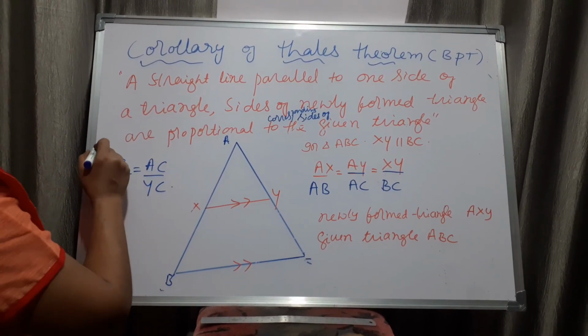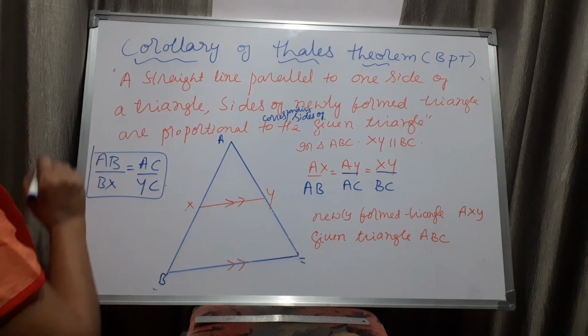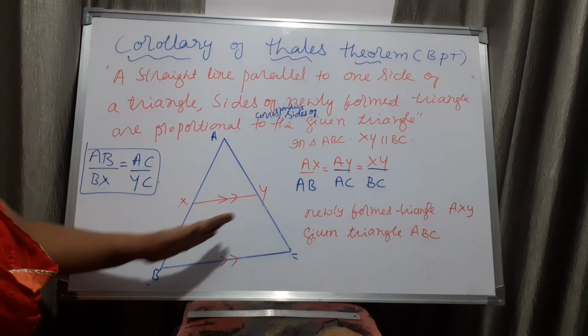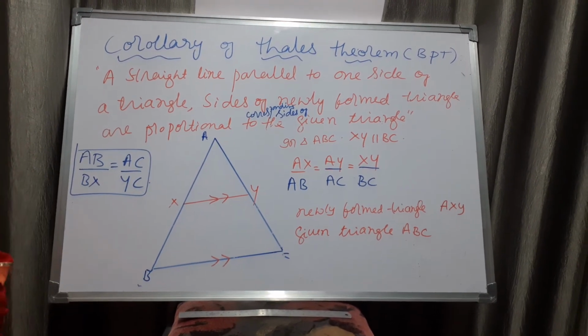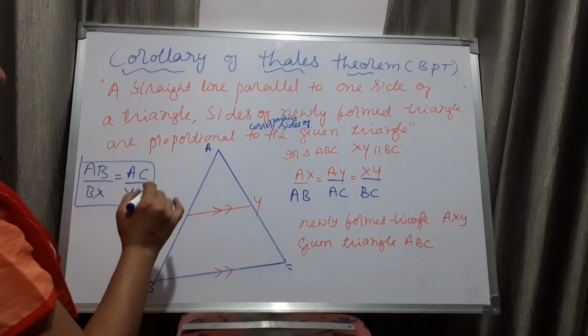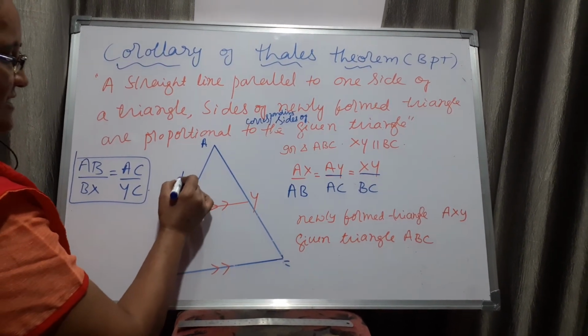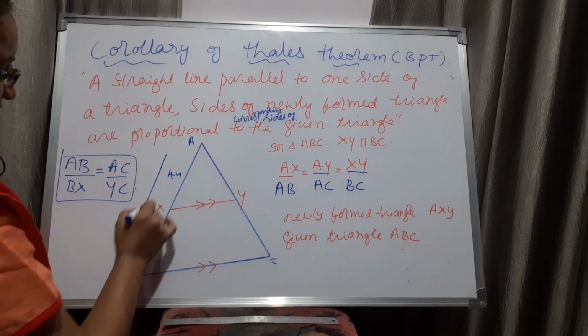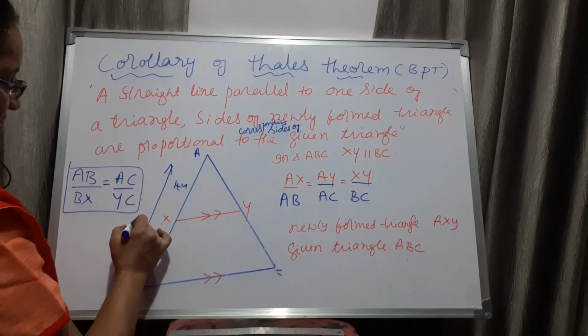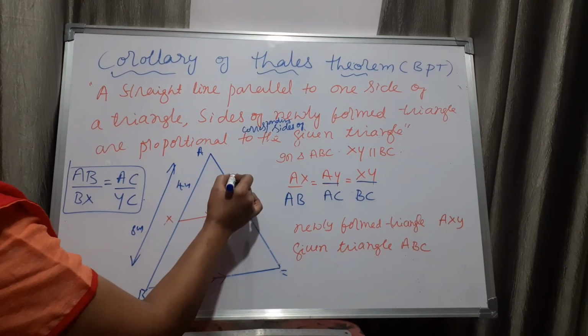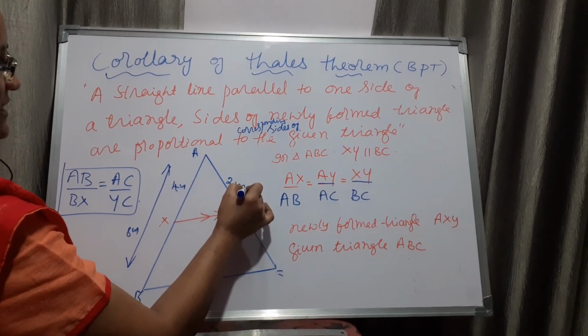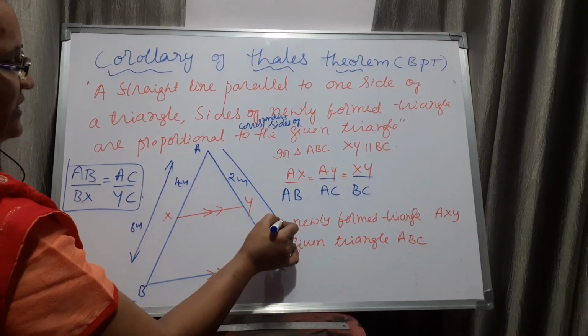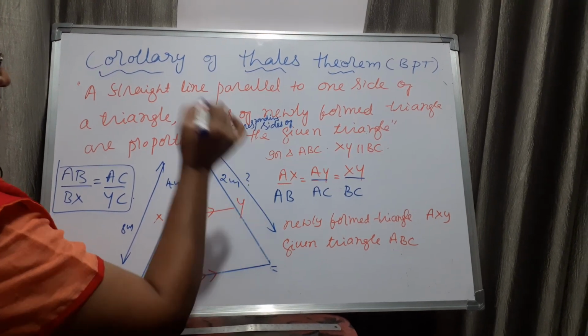Okay, this is something we are taking, it is also not wrong. So in the next classes, for example, in the problem they are given AX is equal to 4 centimeter, AB is equal to 8 centimeter, then AY is equal to 2 centimeter, then we have to find the value of AC. Okay, this is the question mark.